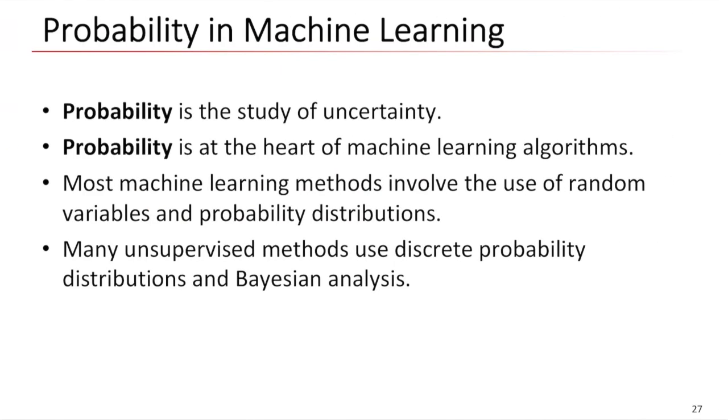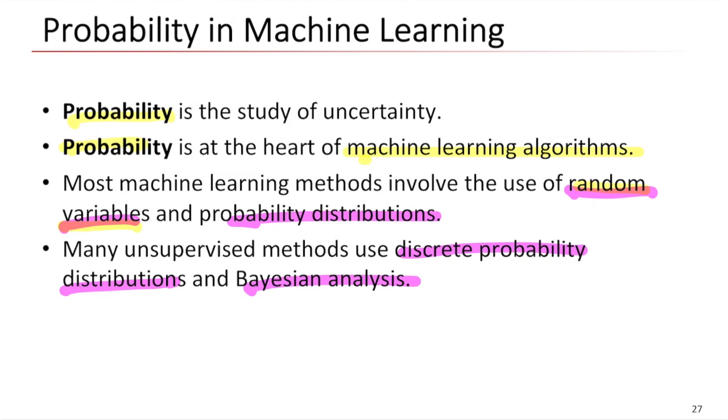Okay, from now on, we'll talk about basic probability theory. Probability is the study of uncertainty. It is at the heart of machine learning algorithms. Most machine learning methods involve the use of random variables and probability distributions, and most unsupervised methods use discrete probability distributions, Bayesian analysis, and so on.